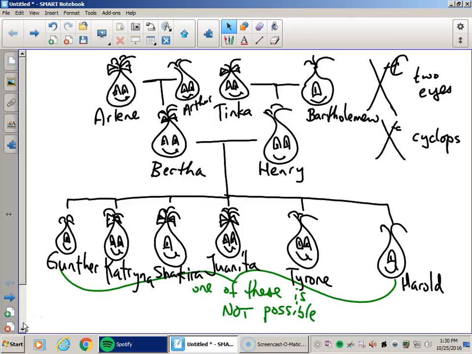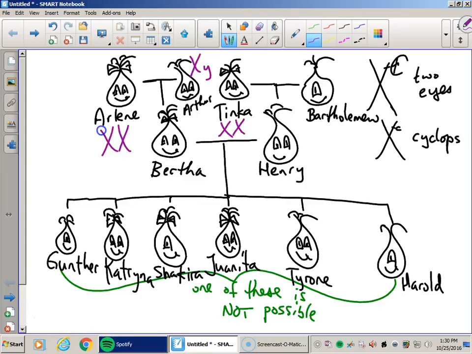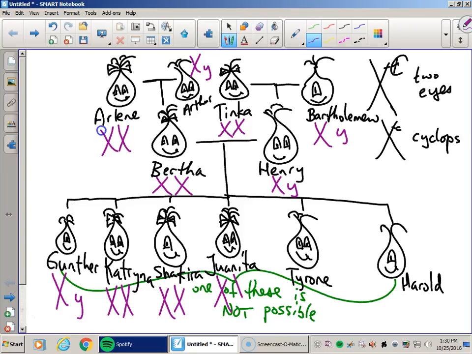First things first, when you're doing your genotyping, what you want to do is start with the X's and Y's. Okay? So Arlene must have two X's. Arthur has an X and Y. Tinka, two X's. Bart, an X and a Y. Henry, X and Y. Bertha, two X's. Got there? X and Y. Katrina, X, X. Shakira, X, X. Juanita, X, X. Tyrone, X, Y. Harold, X, Y.